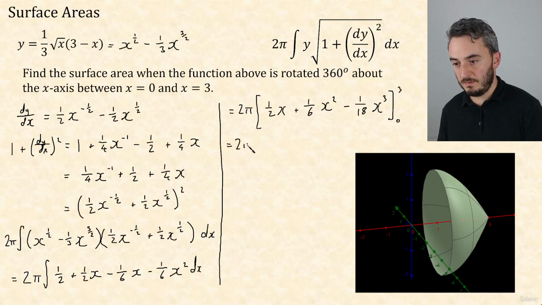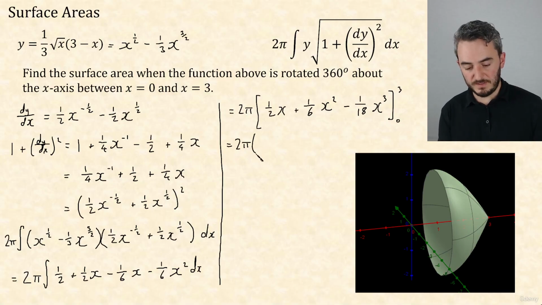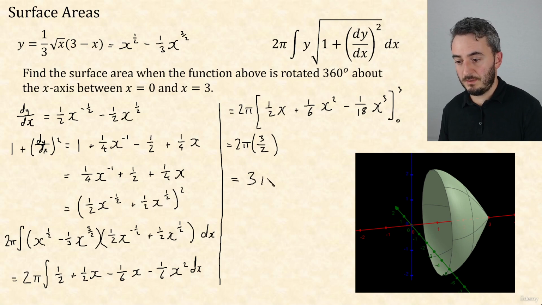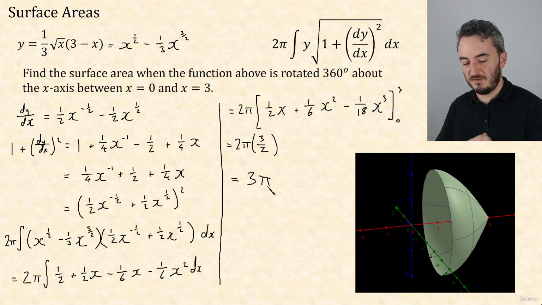Subbing in 3, what do we get? Half of 3 plus a sixth of 9, and then minus 27 divided by 18. So subbing in 3, I get 3 over 2. And then subbing in 0, I just get 0. So when all is said and done, I think our surface area is 3 pi. Nice to get such pretty results despite having such tricky functions.